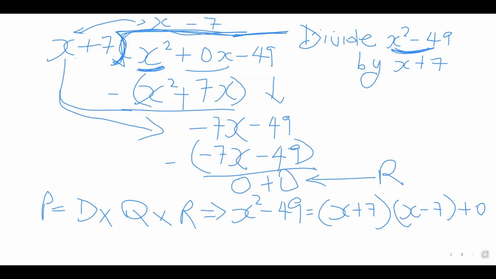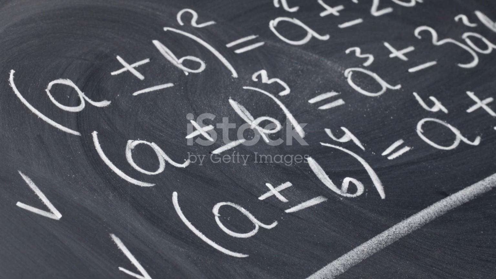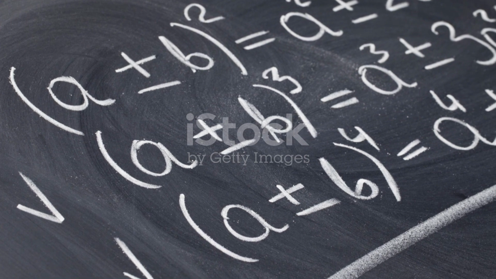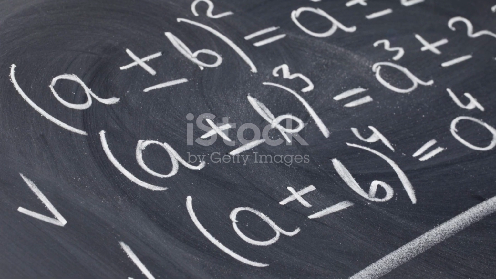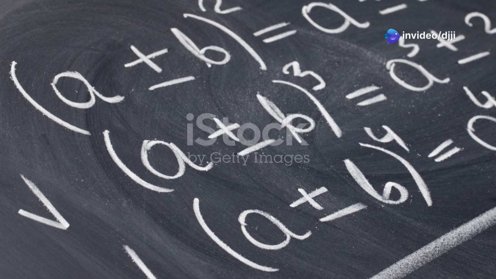Which means that the divisor went evenly into the dividend, and the quotient is a factor of the dividend. So that's another thing to think about in this case. But wait, there's more to it. There's an even faster way to do this when dividing by a binomial of the form x minus r. It's called synthetic division. This method can save you a lot of time.